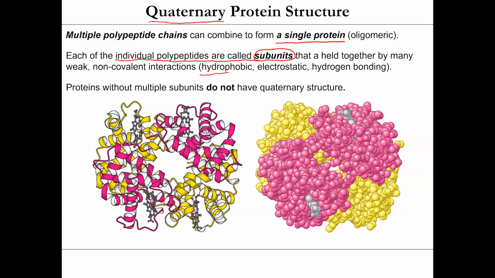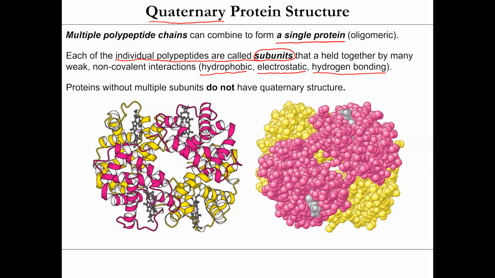Each of the individual polypeptides are called subunits, and they're held together by many weak non-covalent interactions. So hydrophobic interactions. So maybe there's a hydrophobic region in each of these different subunits that causes them to interact. Electrostatic interactions, so between positively charged side chains and negatively charged side chains, and then also hydrogen bonding interactions between the proteins. So these are all weak, non-covalent interactions, but when there's a lot of surface area between these proteins, it can make for a very strong and stable quaternary structure in the protein.